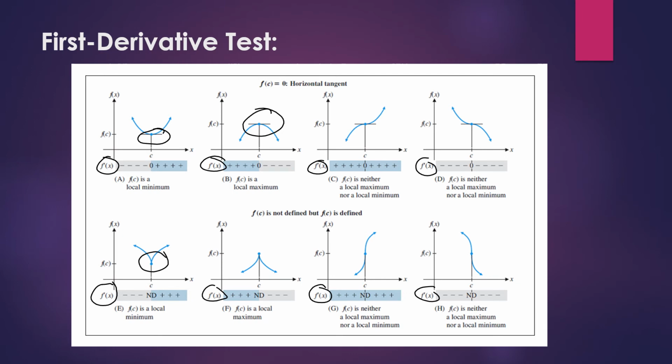Increasing, does not exist, decreasing, max. Increasing, does not exist, increasing, nothing. And then decreasing, does not exist, decreasing, nothing. So again, the ones that we would expect to be maxes and mins are maxes and mins.